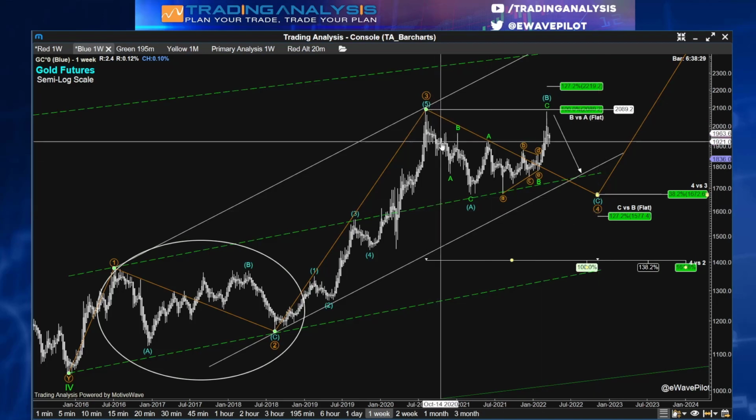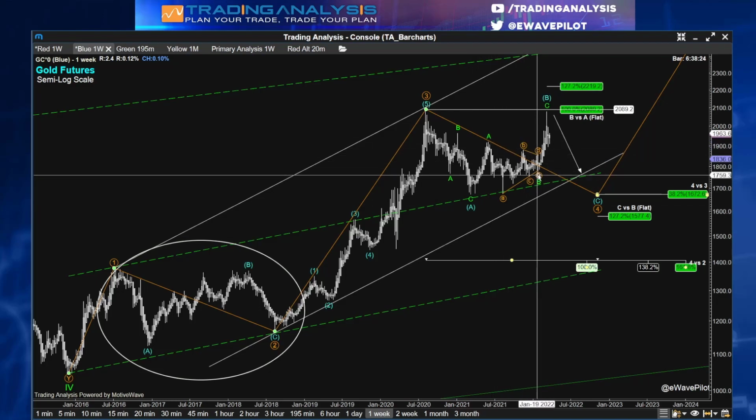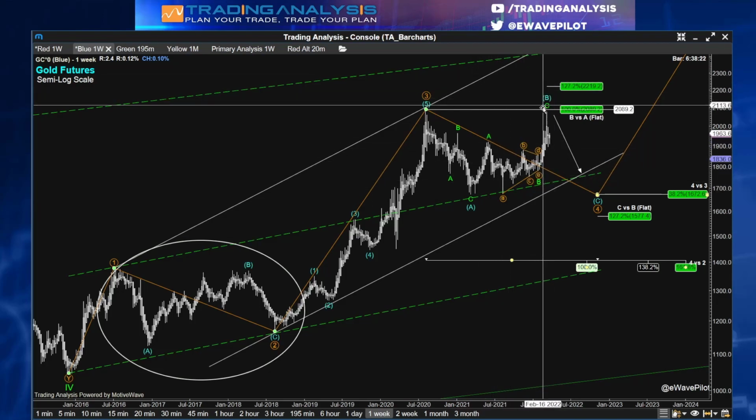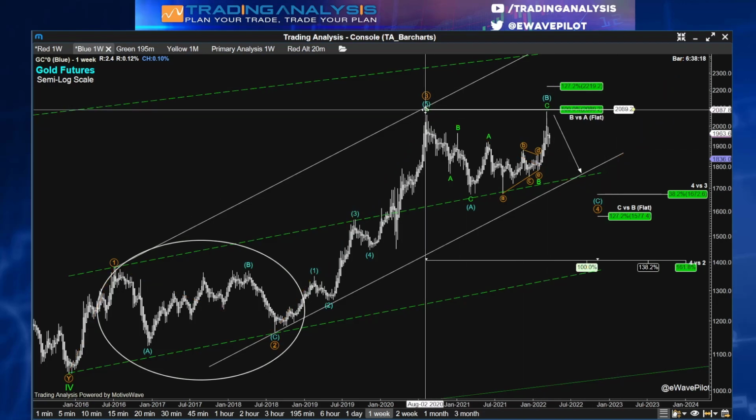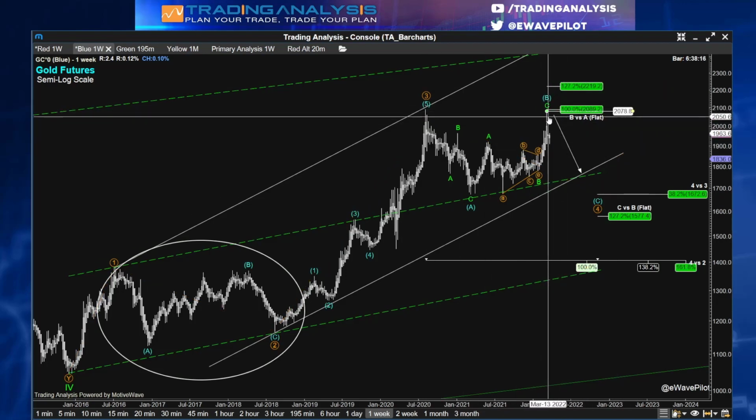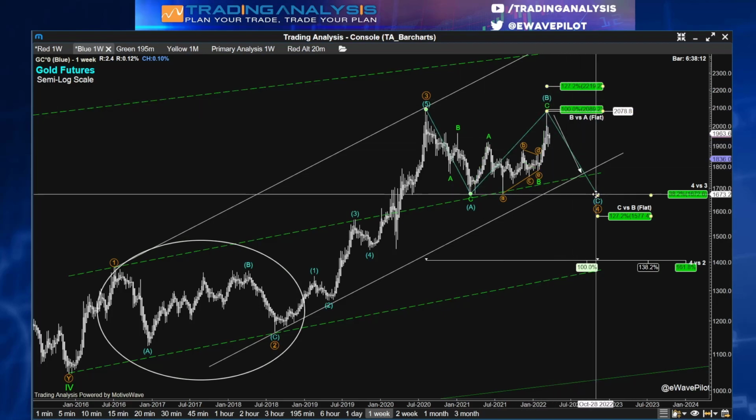If this is the case, we have 3 waves down, a move up in A, the triangle in this instance is in B of B, and the 5-wave rally to the upside to just shy of the 2020 highs was in fact C of B, and now we will be looking for a 5-wave decline. Do I think this is the case? Well, again, it's going to depend on what happens with the situation abroad. So both possible counts are valid.